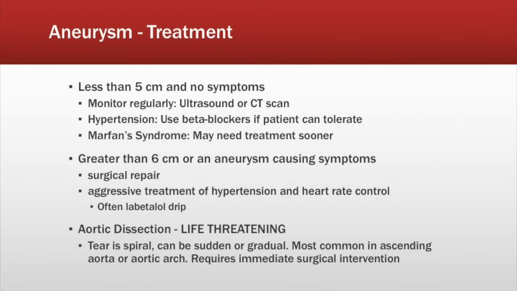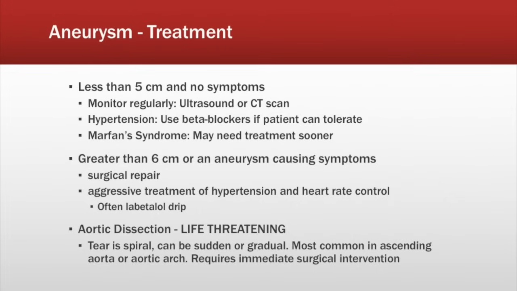The aneurysm portion, this is the treatment. So less than 5 centimeters and no symptoms, you're just going to monitor maybe once a year, every couple of years, you're going to do an ultrasound or CT scan. Hypertension, you're going to want to use beta blockers, very important for the cardiovascular system. So use beta blockers if you can tolerate. Marfan syndrome, again, you may need treatment sooner because these people are more predisposed to ruptured aneurysms just based on their connective tissue disease. Greater than 6 centimeters for the test.